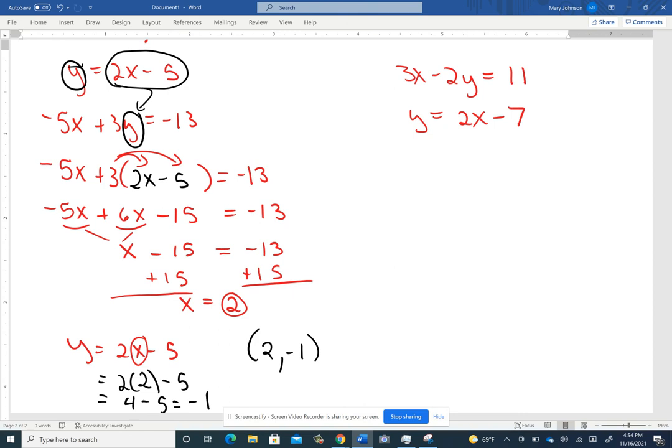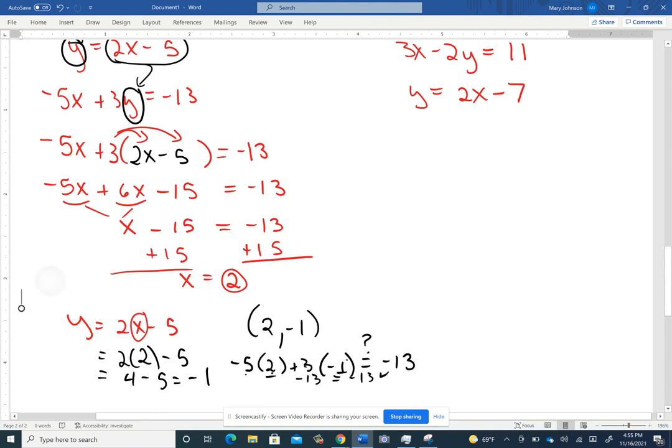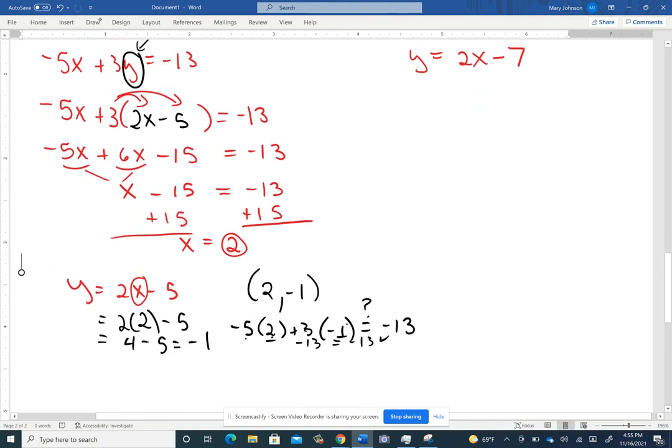Now you can be sure you're right on this one. Since I used the first equation to find the ordered pair, I'm going to use the second equation as my check. So I'm going back to that second equation and I'm plugging in the 2 and the negative 1 and making sure I get negative 13. So I get negative 10 minus 3, that sure enough would be negative 13. So it checks, okay? All right, so that's your answer.